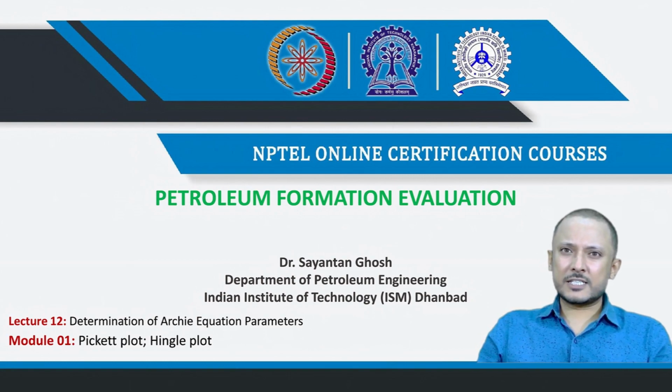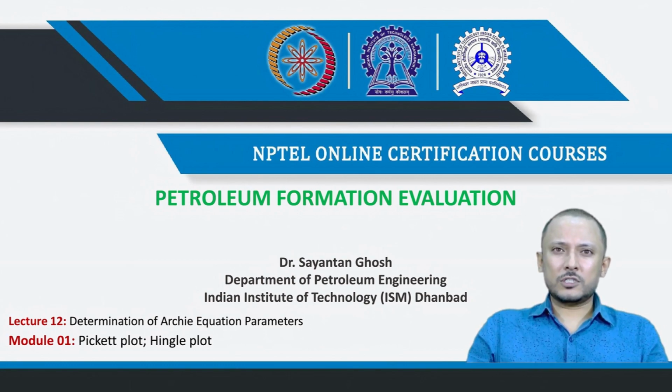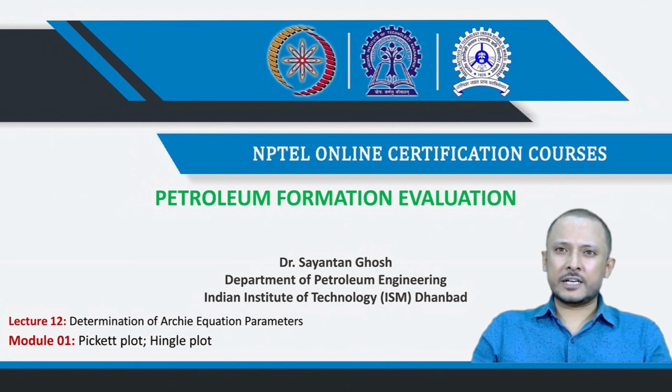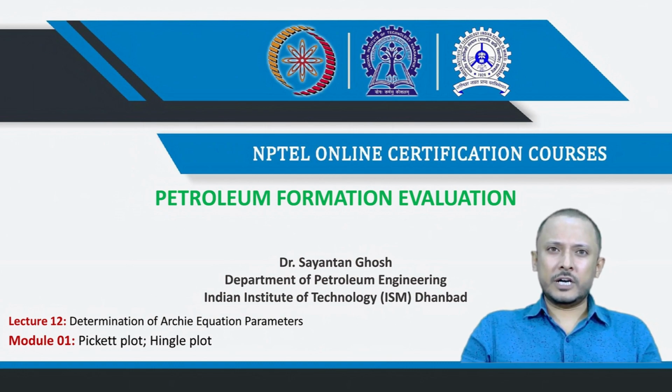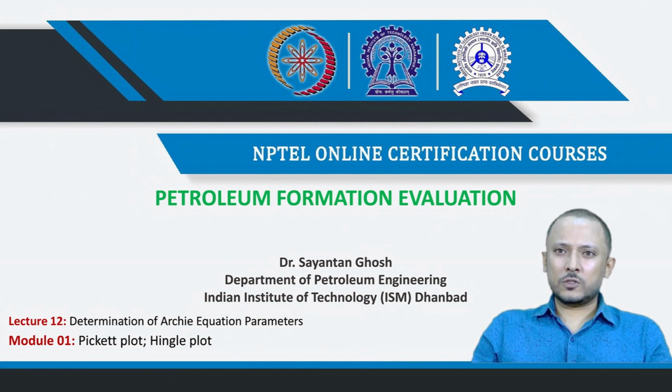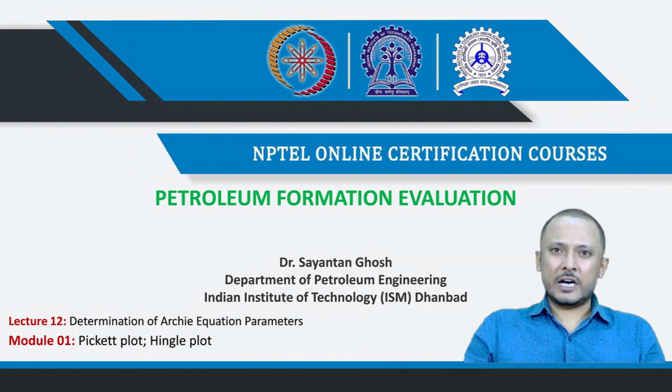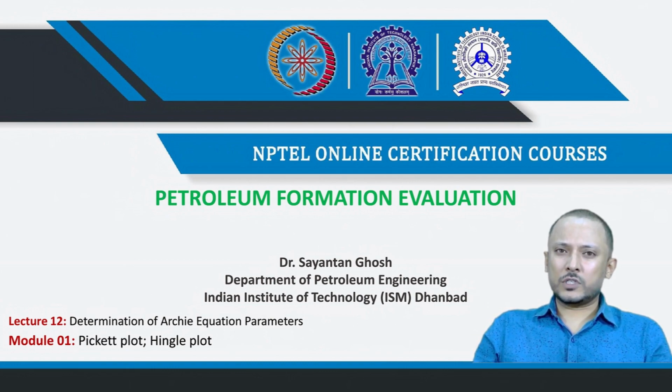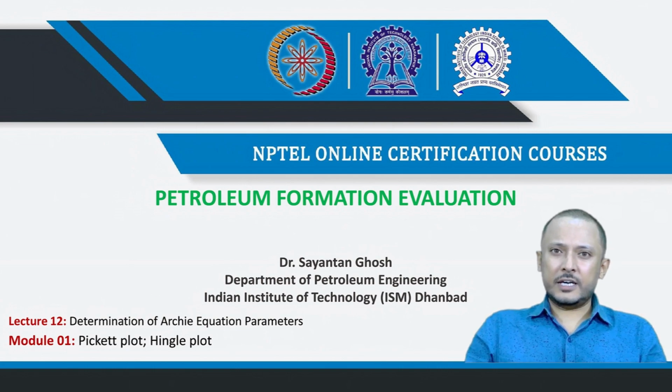Now let us discuss the Hingle plot. The Hingle plot, like the Pickett plot, is a graphical representation of the Archie equation. In this method, you will see saturation lines fanning out of a common origin, unlike the Pickett plot, where the saturation lines are always apart from each other. However, like the Pickett plot, the Hingle plot can also be used to estimate the Archie equation parameters and formation water resistivity. Let us see how to make the Hingle plot in IP.